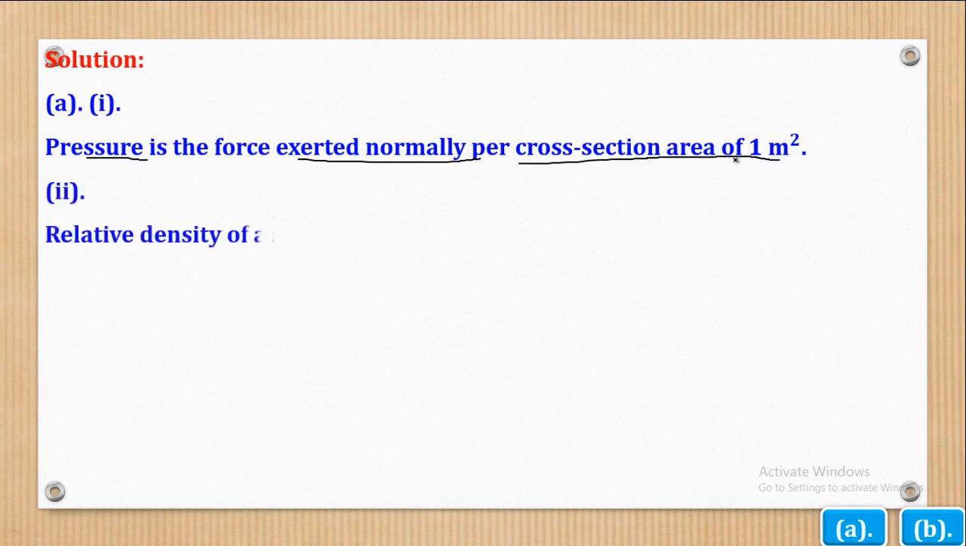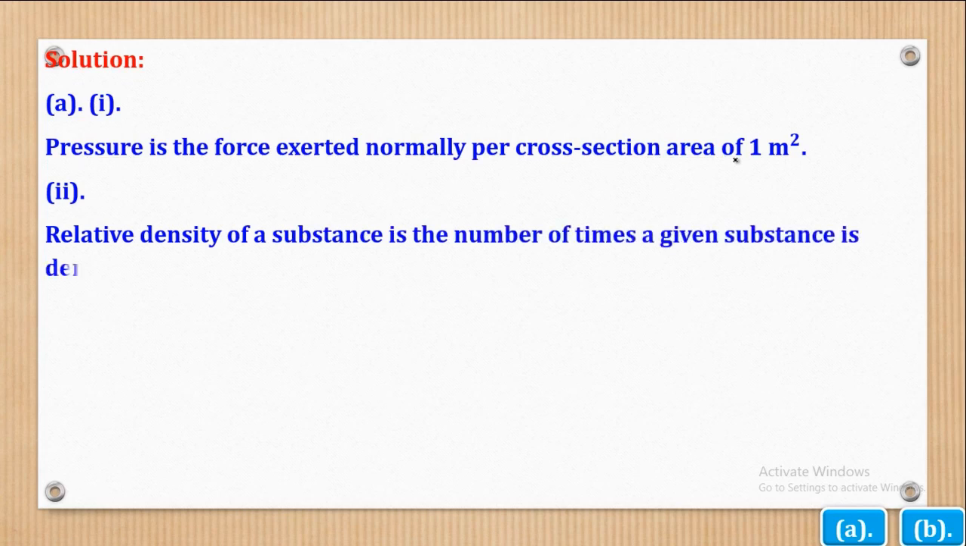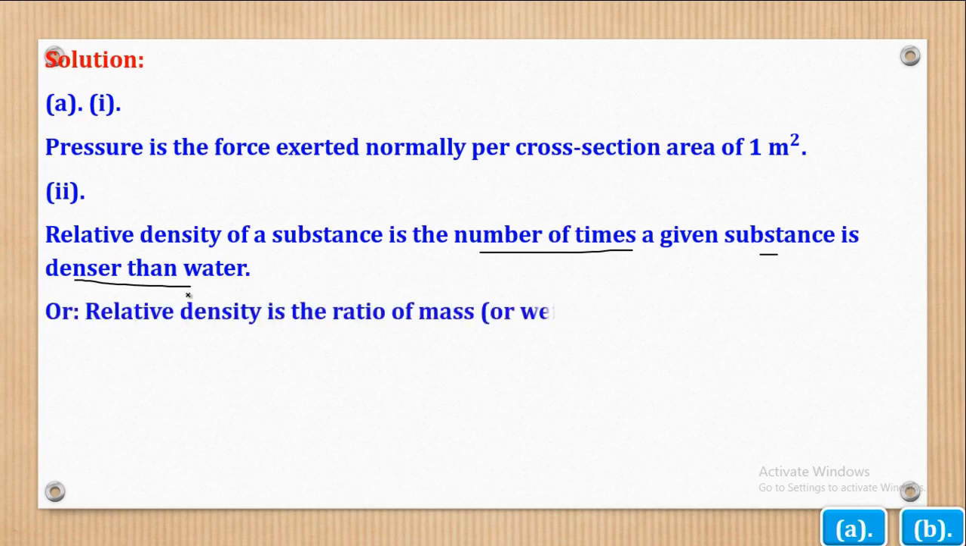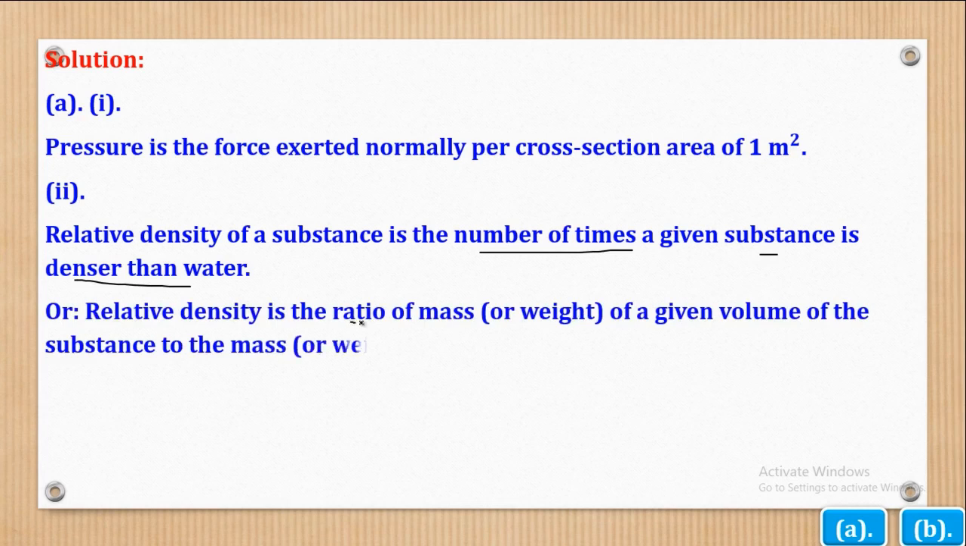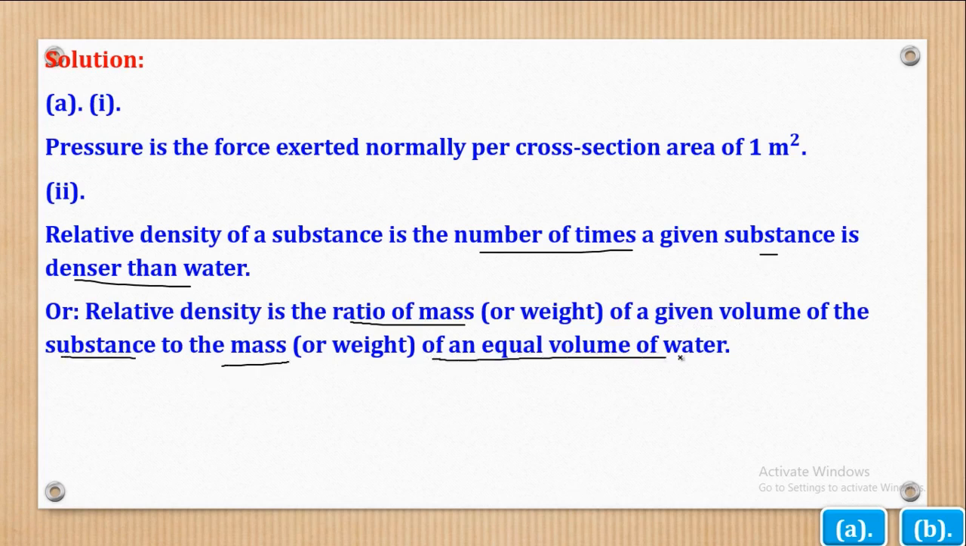What about relative density? Relative density of a substance is the number of times a given substance is denser than water. Alternatively, you can say that relative density is the ratio of mass, or you can say ratio of weight, of a given volume of a substance to the mass of an equal volume of water. So this word equal volume is needed. So that was part A.